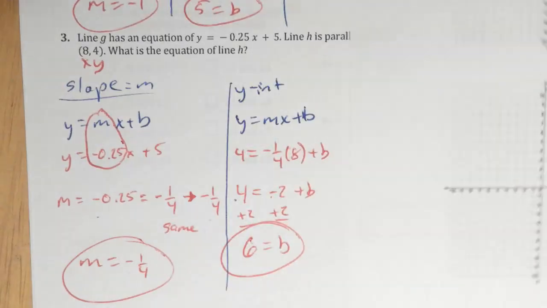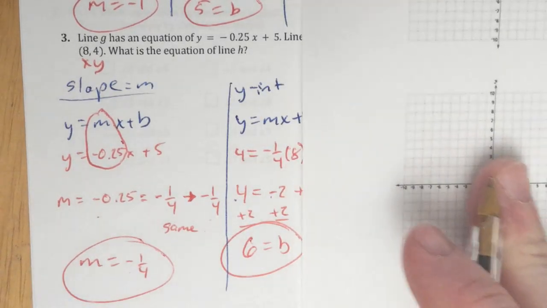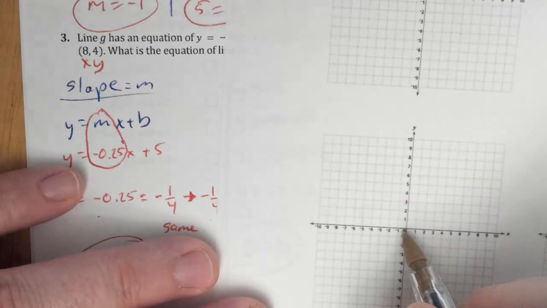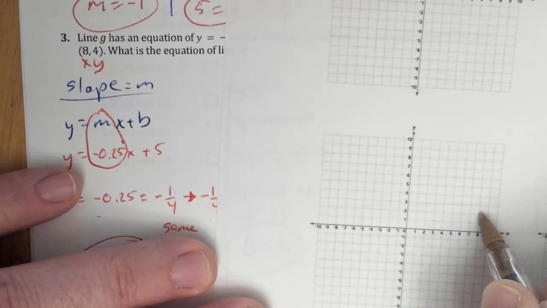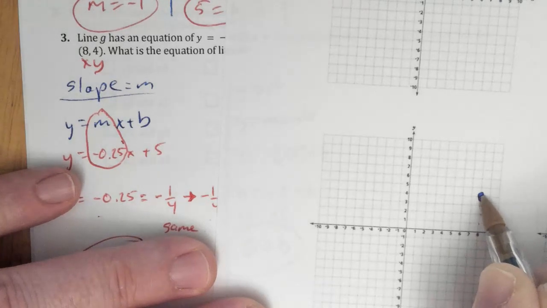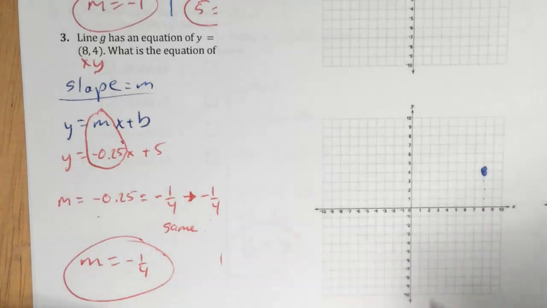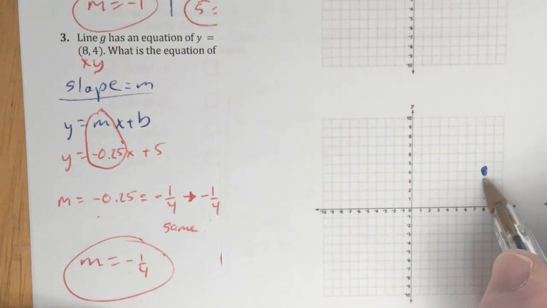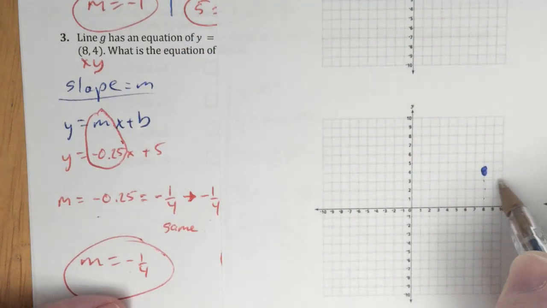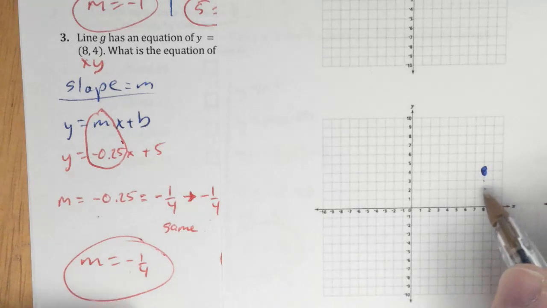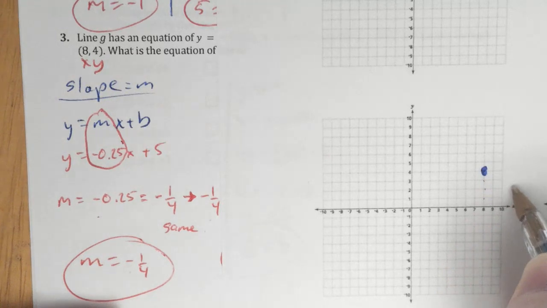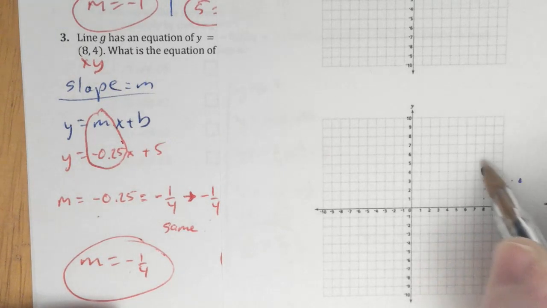Now the other way to find the y-intercept is graphically, right? So let's do this by graph. We know for a fact that we're going to hit 8, 4. So over 8, up 4. There's 8, 4, and I know my slope is negative 1/4. So I would go down 1 and to the right 4. But I can't do that because it goes off the graph. So I'm going to go up. So somewhere over here.